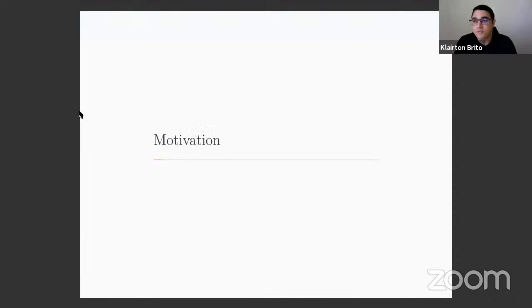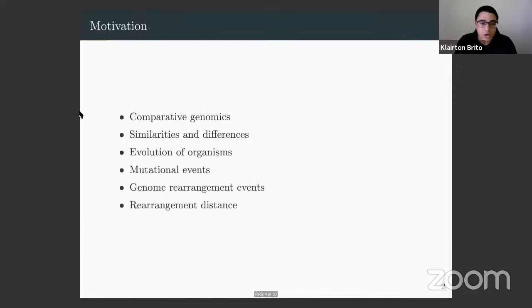So what motivates us to investigate this problem? Well, in comparative genomics, usually we are looking for similarities and differences when we are comparing the genomes of 2 or more organisms. And we know that during the evolution process, mutational events can affect the genome of the organisms. In particular, we have the genome rearrangement events, which are mutational events that can affect large portions of the genome. And one way to determine if 2 organisms are far or not from the point of view of the evolution is to estimate the rearrangement distance, which is the minimum number of rearrangement events used to transform a genome into another.